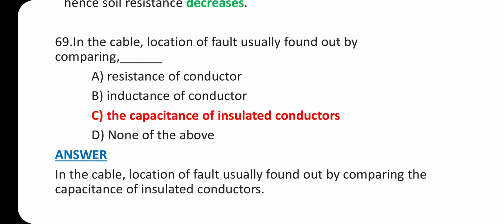The last question in this video is 69. In the cable, location of fault usually found out by comparing. Answer is option C, the capacitance of insulated conductors. In the cable, location of fault usually found out by comparing the capacitance of insulated conductors.